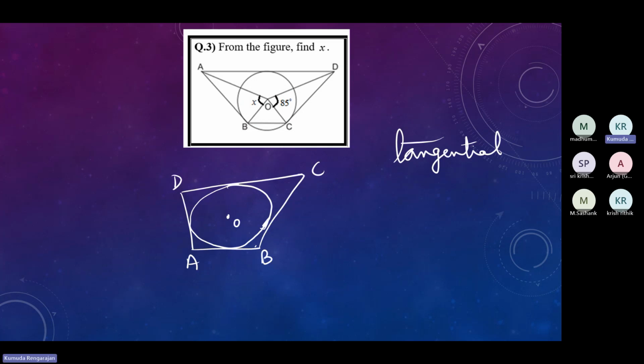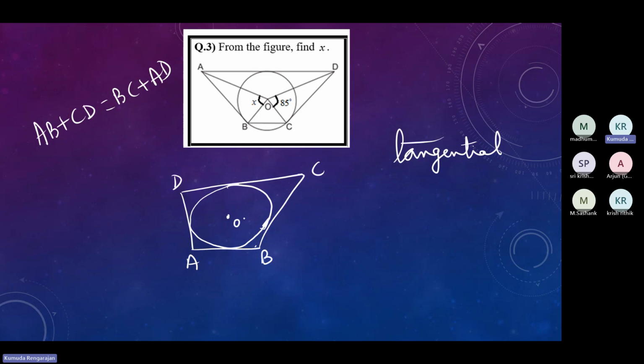So one result we saw was that the sum of the opposite sides are equal. In a situation like this, the sum of the opposite sides are equal. AB plus CD is equal to BC plus AD.